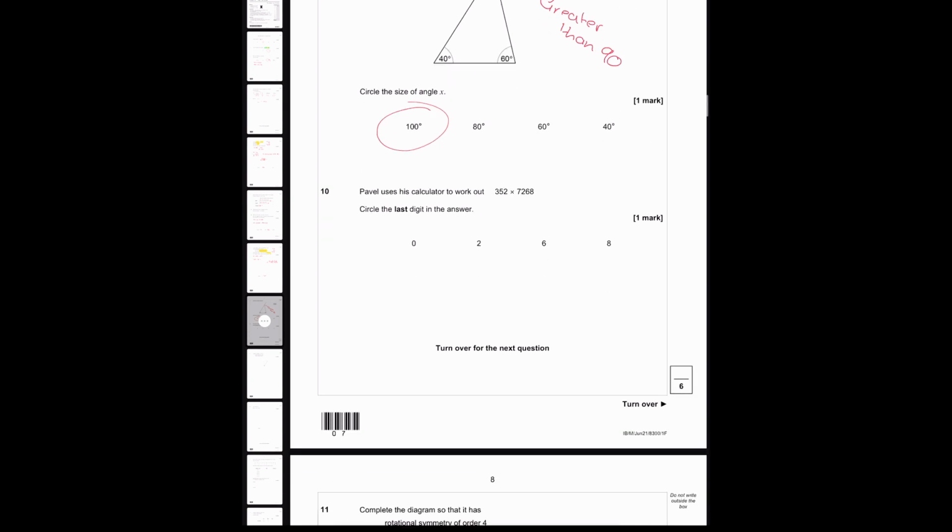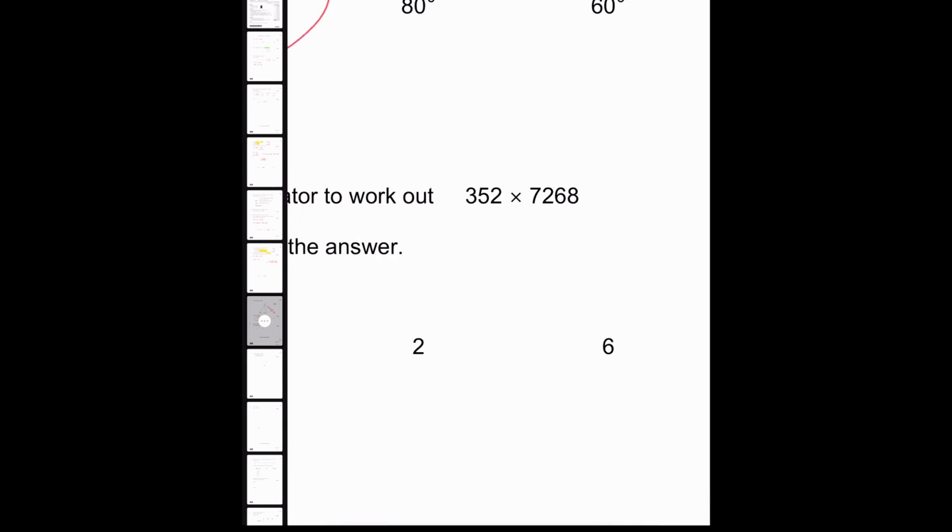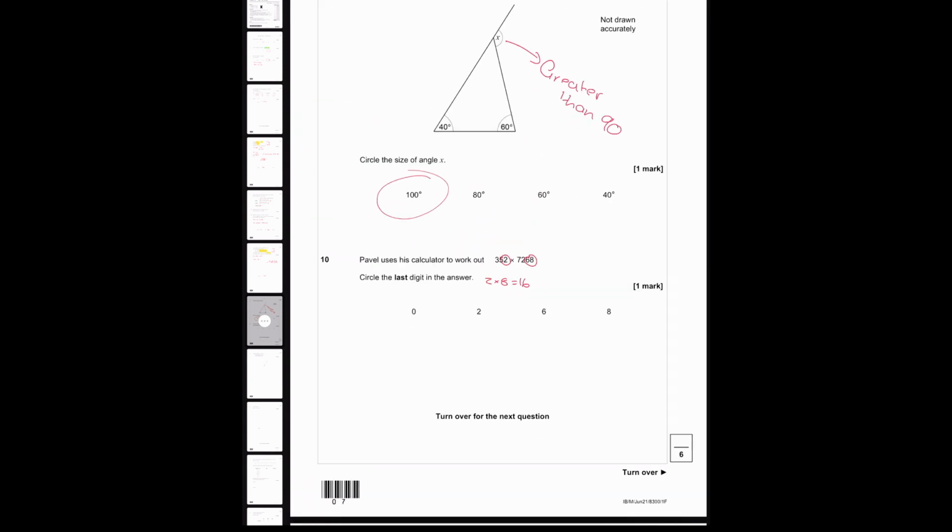Question 10 says that Pavel uses his calculator to work out 352 times 7268. Circle the last digit in the answer. We could try to work out 352 times 7268, but that'll take us a lot of time. Since it is asking for the last digit of our answer, we can simply multiply the last digit of each number in our question. That means we can do 2 times 8, which is 16. The last digit in 16 is 6, so the last digit in 352 times 7268 must also be 6.